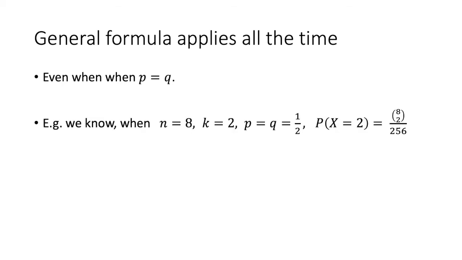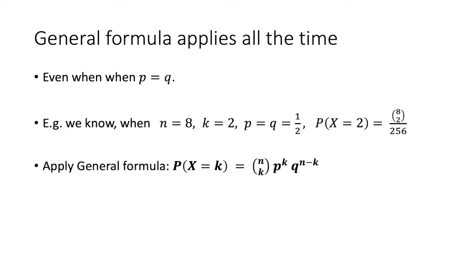For example, we have seen multiple times now that when n equals 8, k equals 2, and p equals q, that is 1/2, then the probability that x equals 2 is 8 choose 2 divided by 256. Let's compute this probability with the general formula and see if we get the same answer. So let's repeat the general formula here on the screen, and now substitute n equals 8, k equals 2, and p equals q equals 1/2.